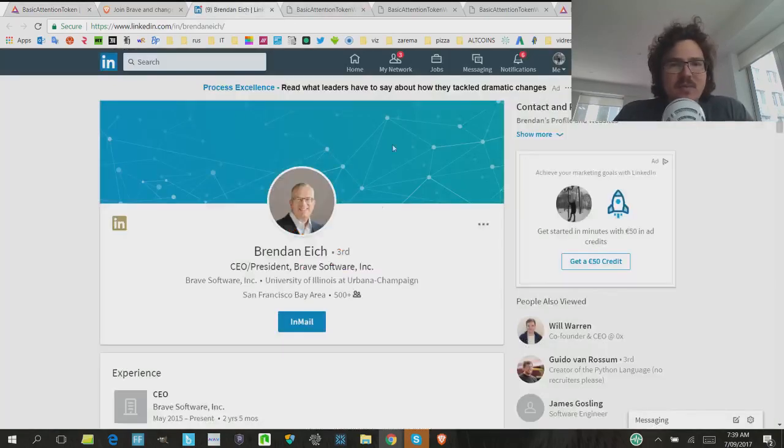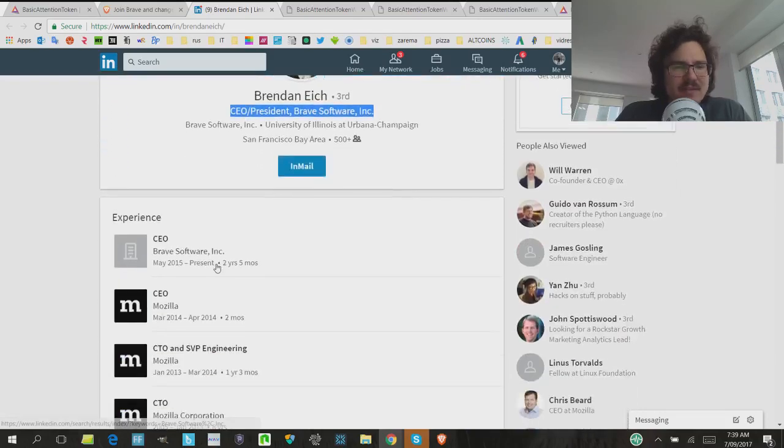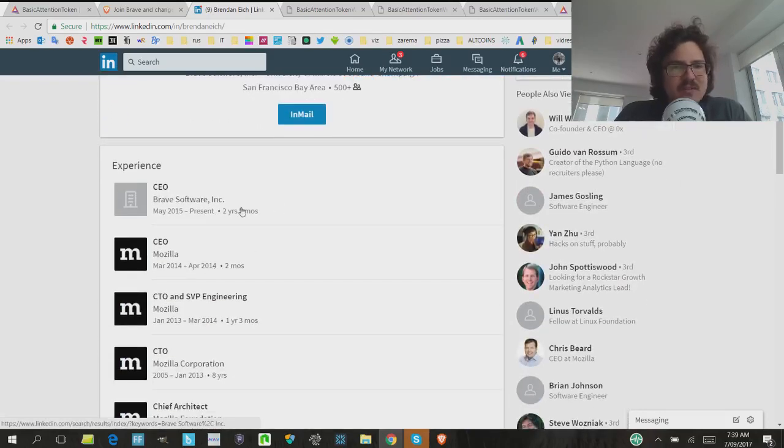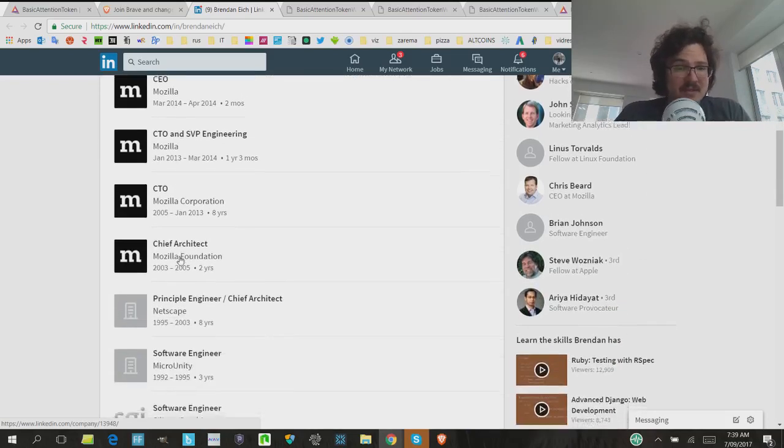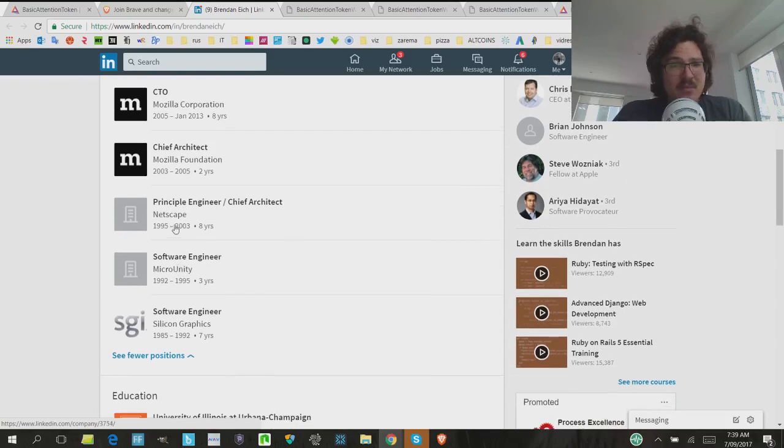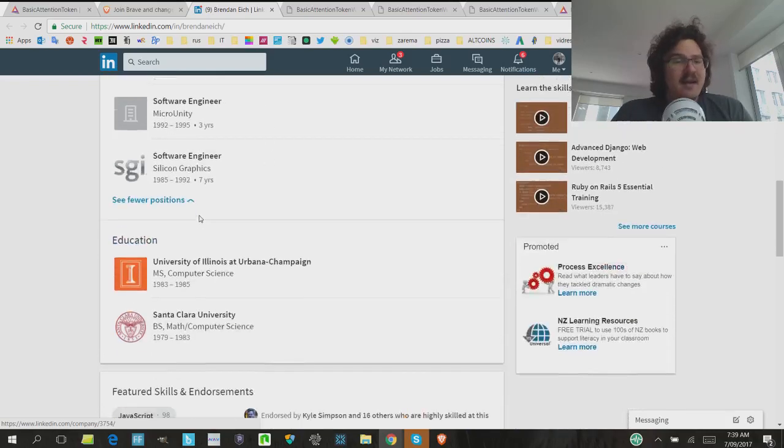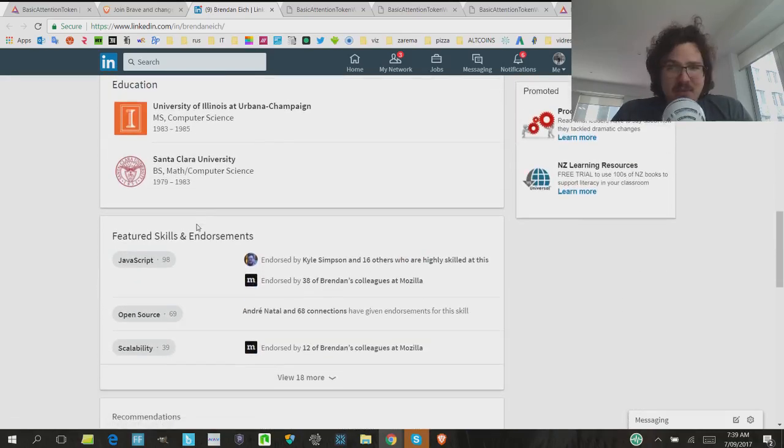Now, one of the big selling points behind BAT is, of course, the person in charge, this guy, Brendan Eich. Brendan is putting all of his attention behind the Brave project and the BAT project at the moment, but he's the Mozilla guy. So he's the guy who started Mozilla, principal engineer at Netscape. And, oh yeah, by the way, he wrote JavaScript. Cool.